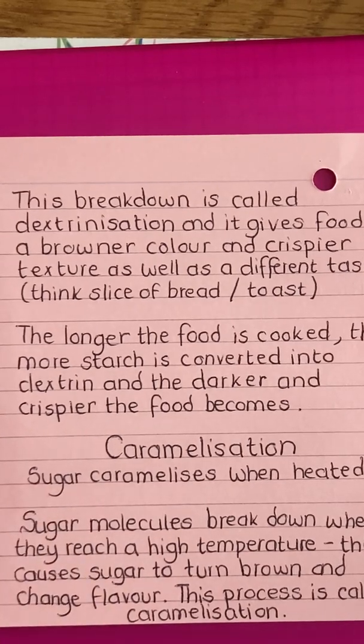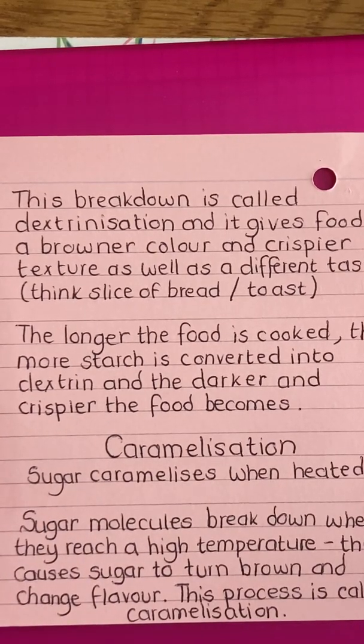This breakdown is called dextrinization, and it gives food a browner colour and crispier texture, as well as a different taste. Think of the change between a slice of bread and toast. The longer the food's cooked, the more starch is converted into dextrin, and the darker and crispier the food becomes.